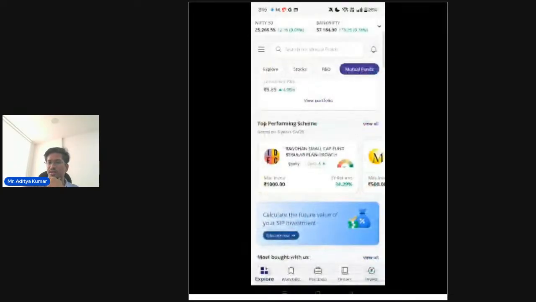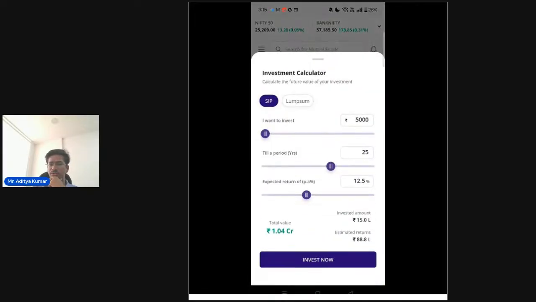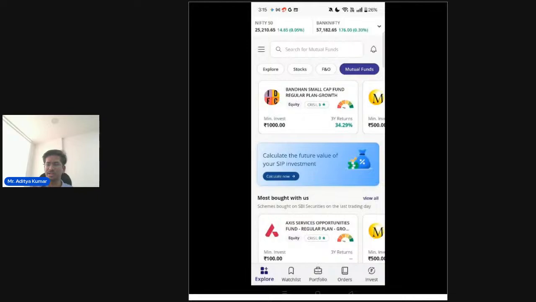Then we have this SIP calculator, which is also a new feature that got added. You can just enter an amount here, the time period, and the expected return that you are expecting. So you can see I want to invest 5,000 for a period of 25 years, and you are expecting, let's say, a 17% return. Then the total value of the portfolio will become 2.4 cr. The amount you have invested is 15 lakh, and the estimated return that you will get in these 25 years is 2.25 cr. That is about this calculator.